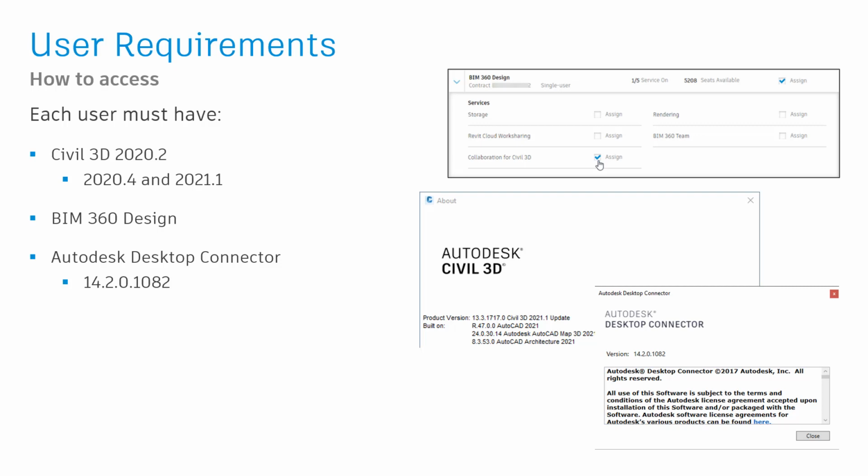Now, at the time of this recording, we are up to Desktop Connector version 14.2.0.1082, and we highly recommend this is the version that you use because it actually improves the stability around the sheet set management quite considerably. Additionally, you require an invitation to at least one BIM 360 project with permissions to access the project folders, and it really helps to have a robust internet connection.